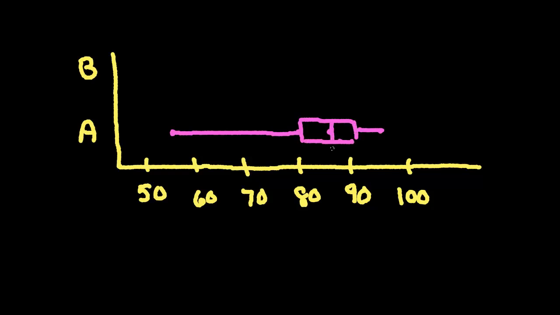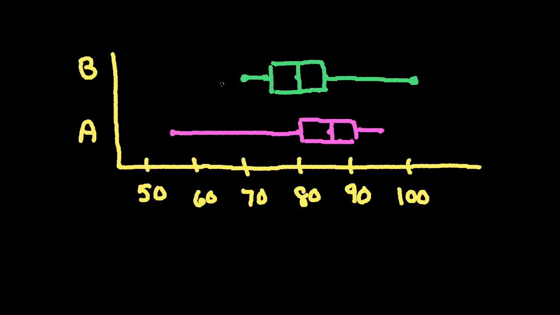Now for class B, I'll use a different color. My first dot, my minimum, is going to be up here at 70, and then at 75 is going to be my next dot, and then at 80 is my next one, and at 85 is my next one, and then at 100 is my last one. So I'm going to connect these. And my question to you to start is, which class do you think did better?